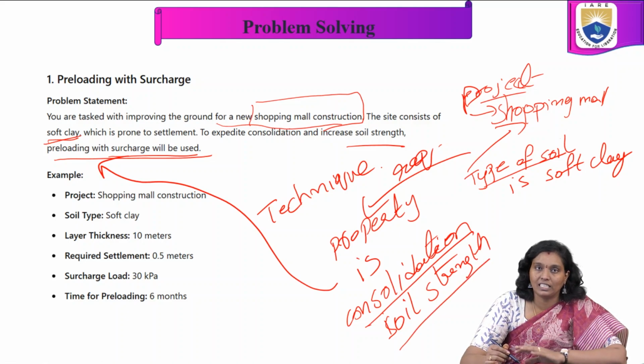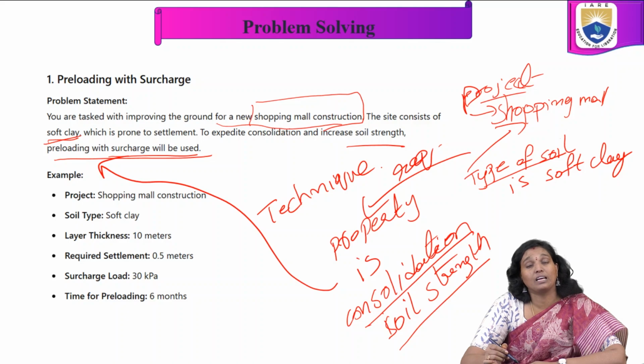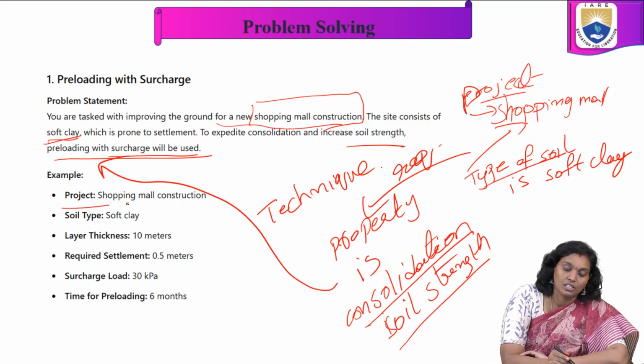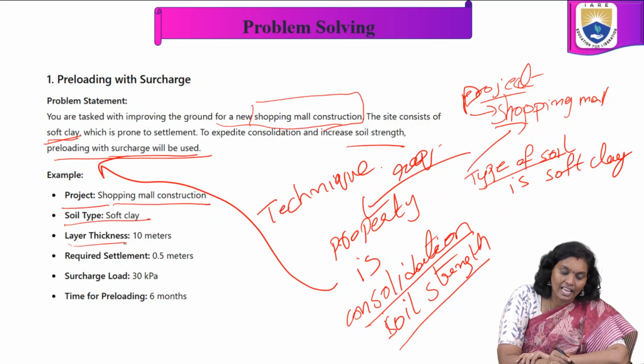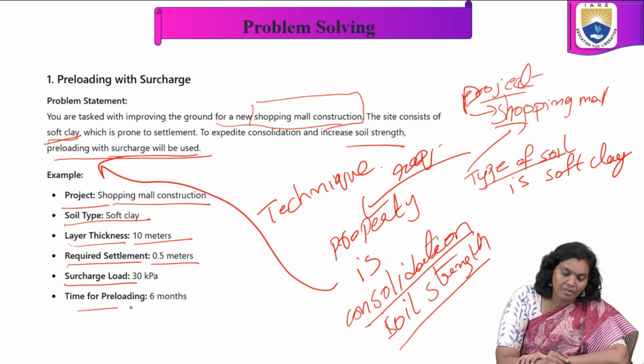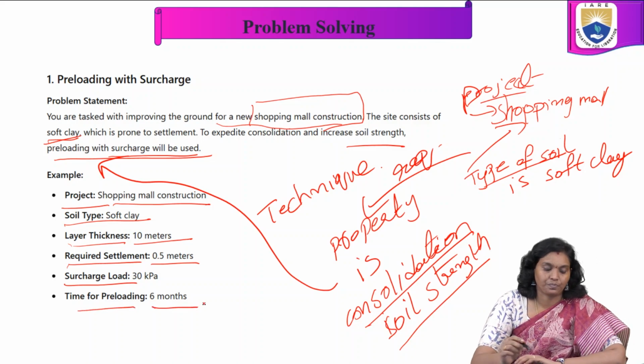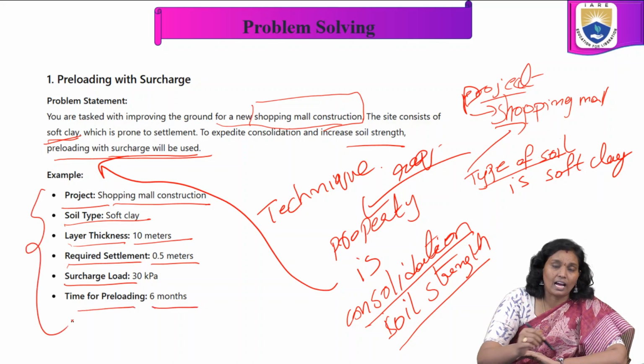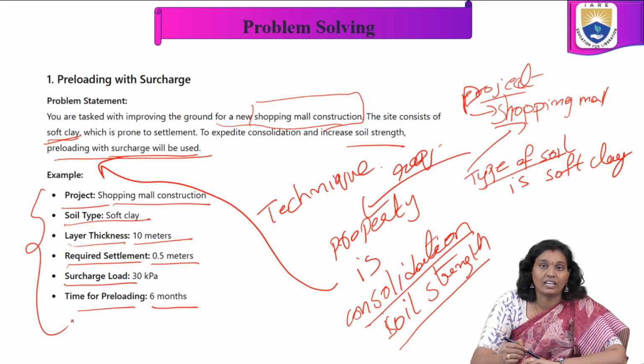Now we are considering the problem statement. What are the parameters involved in this shopping mall construction project? Soil type is soft clay and layer thickness is 10 meters. Required settlement is 0.5 meters and the surcharge load is 30 kPa. Time for preloading is 6 months. These are the parameters we are going to understand in this problem.